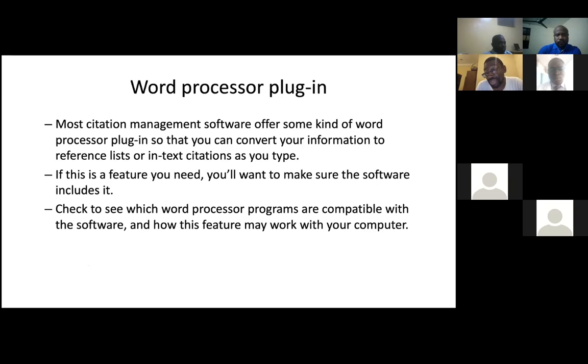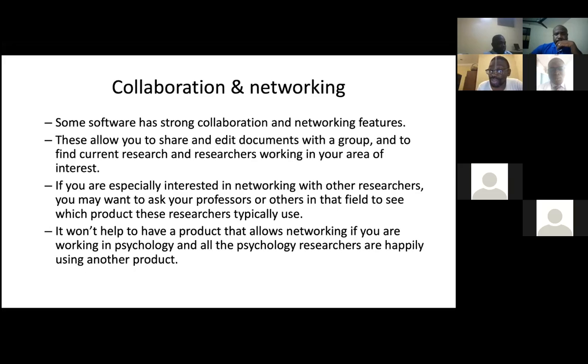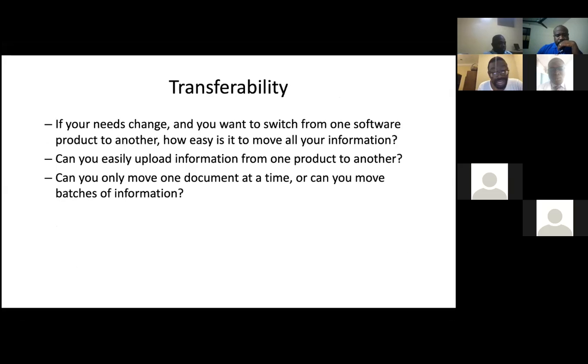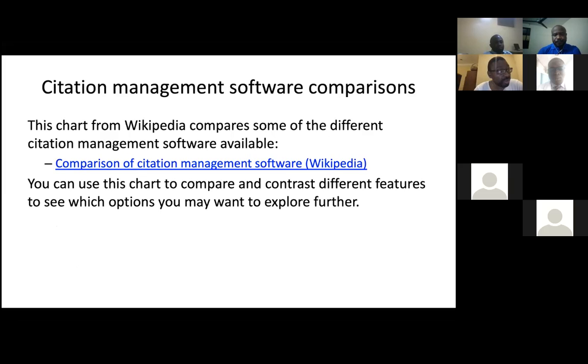Then most citation or reference management software offers some sort of word processor plugin. So with that, you're able to type directly into your Word document, your references, and be able to generate inline or in-text citations and reference lists. So that's a very useful feature to consider. We've already talked about collaboration and networking, so I'm not going to over-elaborate on this. There's also portability or transferability. Are you able to transfer your references from one software to the other? So that's also one consideration you want to look at.